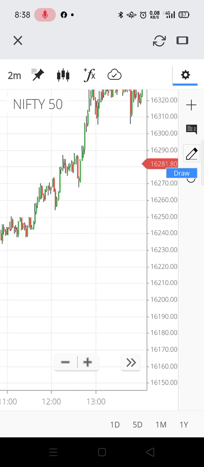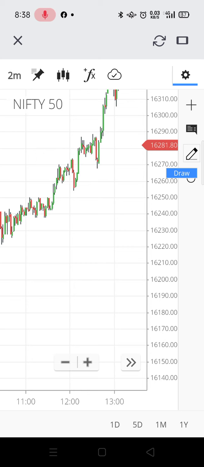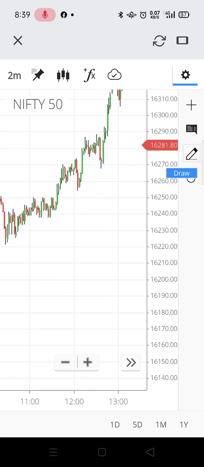My capital deployed in this trade was above 10 lakhs. So just don't run for my profit. You must see how much capital was deployed in this trade.